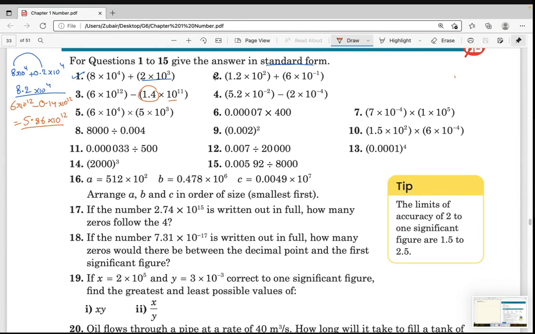Try question number 2 and 4 and share your answers. Do try them without calculator for better understanding.